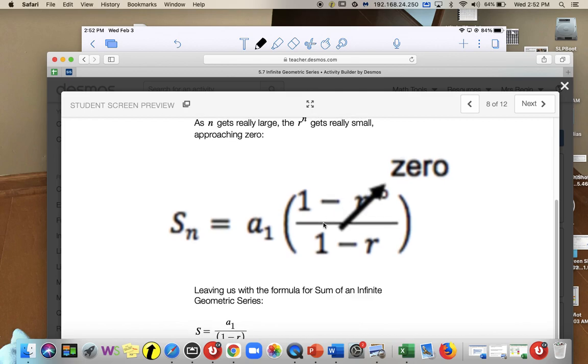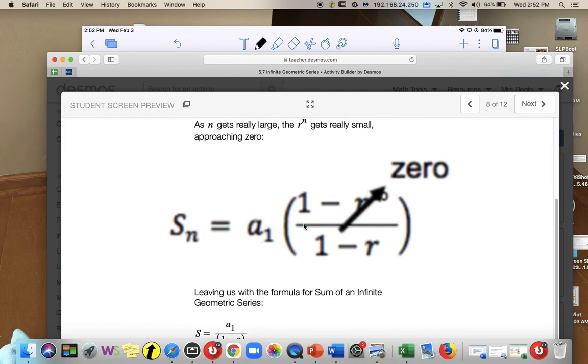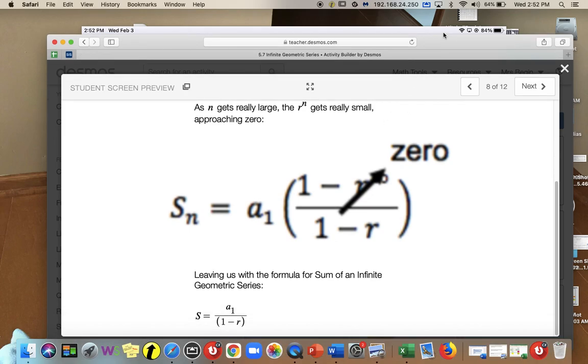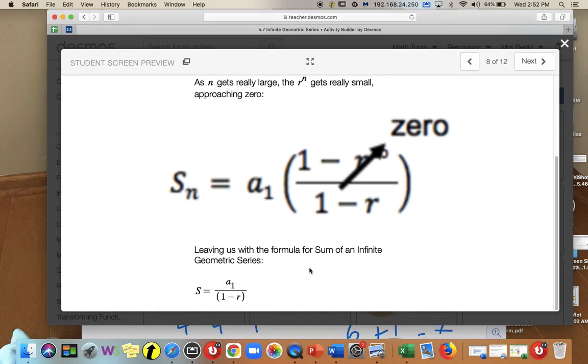And what are we left with? We're left with this first term divided by 1 minus the ratio. And that's our formula for the sum of something called an infinite geometric series. So when we can find the sum of a series, it's this formula that we use if it's infinite. But we can only find the sum if the ratio is less than 1. Because if the ratio is less than 1, the numbers are going to decrease to 0. And we can add those numbers together.